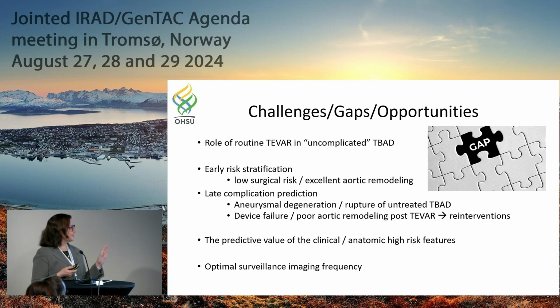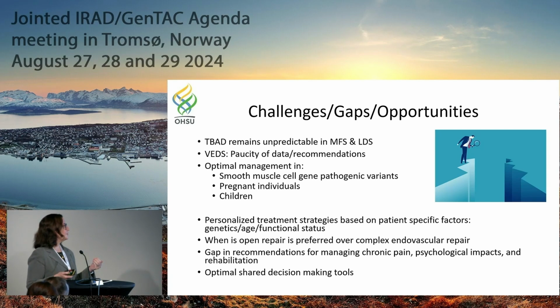And then also understanding device failures and poor aortic remodeling post-type B aortic dissection TVARs, and then the high rate of reinterventions. We've seen this now. We know that there's a high rate of reinterventions. And then the value of these clinical and anatomic high-risk features, again, that's a hot topic. How can we incorporate these in our predictive modeling? And then what is the optimal surveillance imaging frequency? Again, how do you balance that versus patients' anxieties on an annual basis?